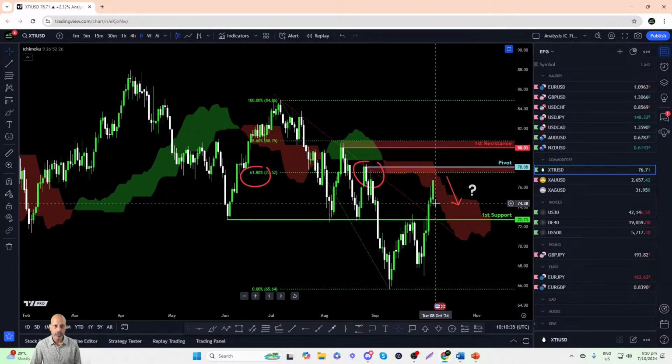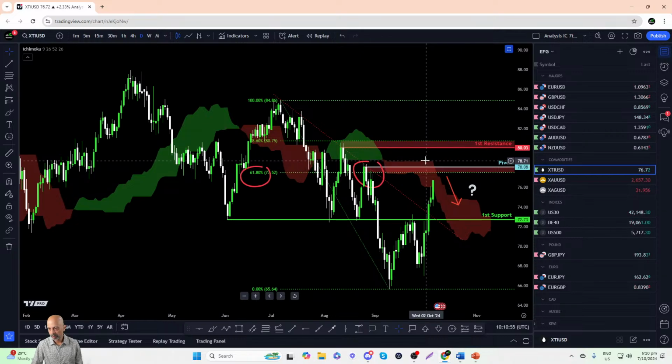So if you have been long on XTI USD, identifying a potential take profit target around the pivot is a suitable area to do so. So perhaps this could be your first potential take profit target here, right? And we may see crude prices stall around the pivot level at $78.10 and maybe consolidate around this level.